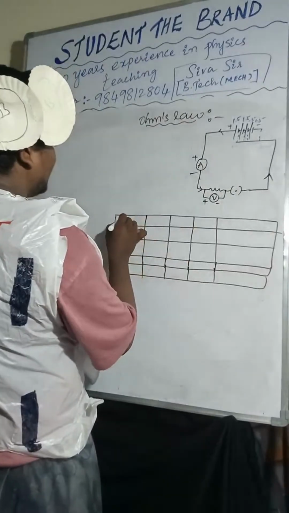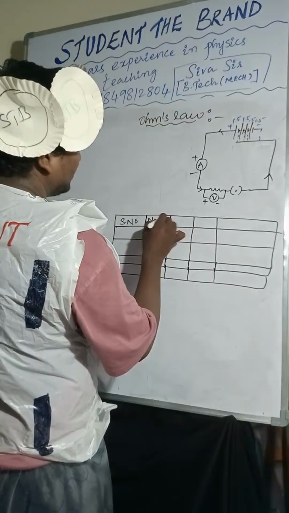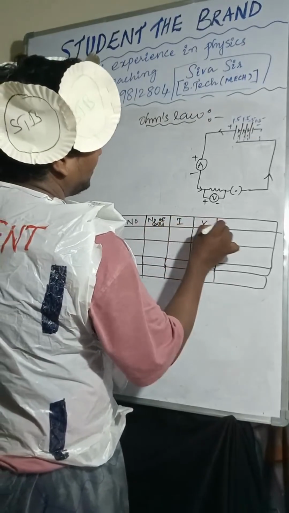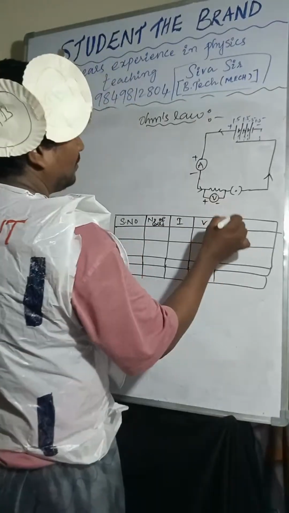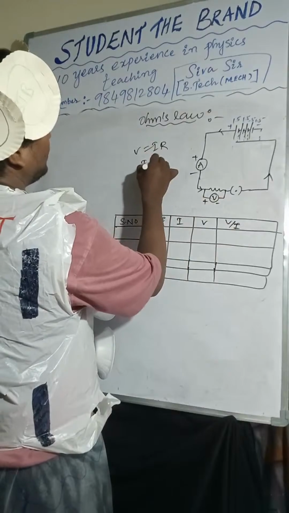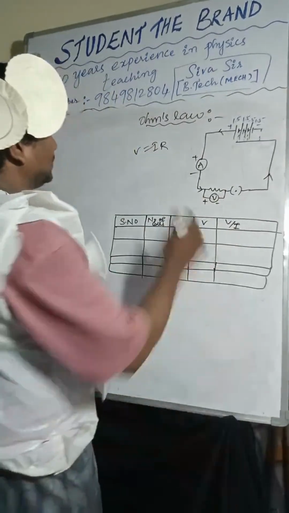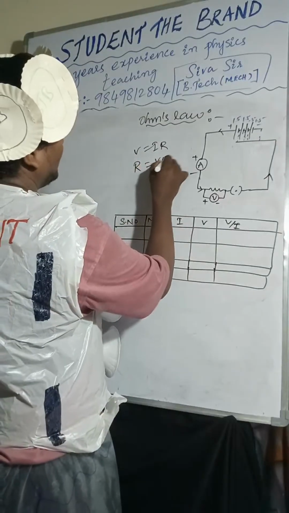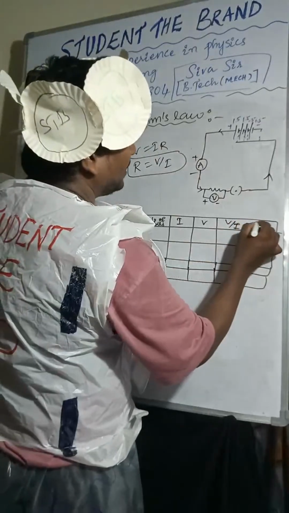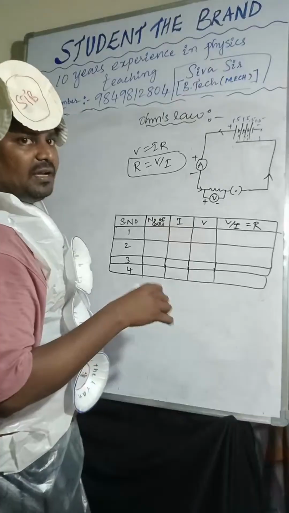So the columns are serial number, number of cells, ammeter, voltmeter, and V by I. Normally V equals IR, so R equals V by I. So we are taking the R value here: 1, 2, 3, 4. So we have to take 4 cells.